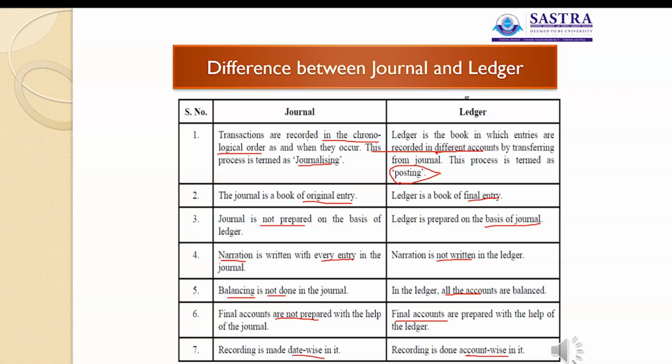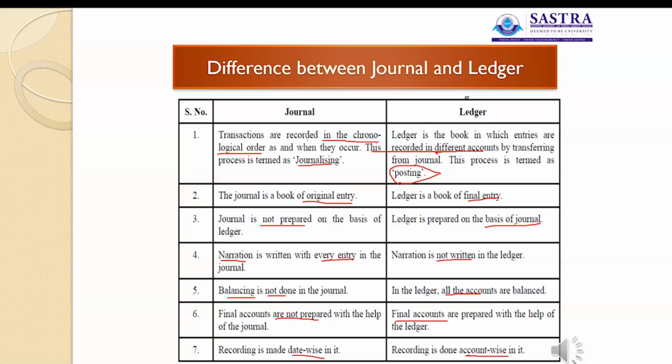Okay, so what is the difference between journal and ledger? In the journal, all the transactions are recorded on the basis of chronological order or date-wise order. So this process is called journalizing. Day-to-day transactions are recorded. Then the next one is ledger, where the entries are recorded in different accounts, transferred from the journal. This process is called posting. That is, transferring entries from journal to ledger is called posting.